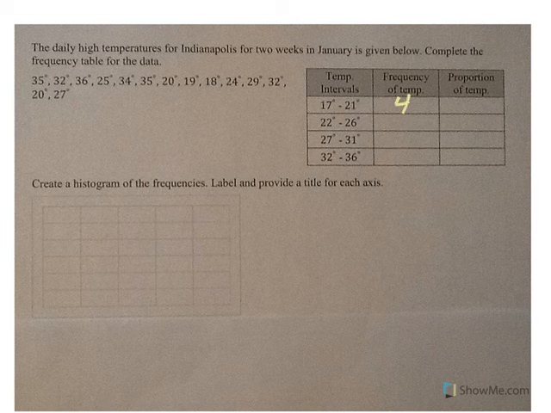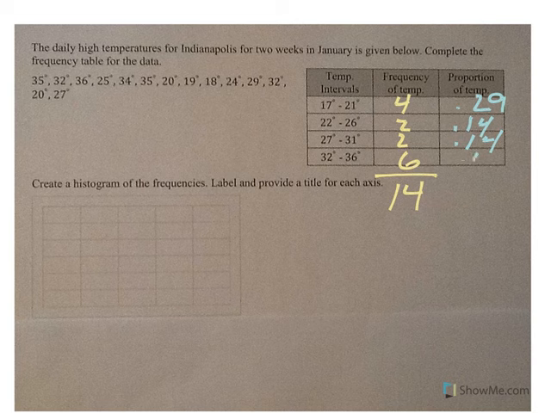I have 4, then 2, 2, 6, for a total of 16. 14, I'm sorry, I looked at the wrong spot on my paper. Total of 14. The proportion in terms of decimals, I've got 0.29, 0.14, 0.14, and 0.43. When I total those up, I do end up with 1, which is good.